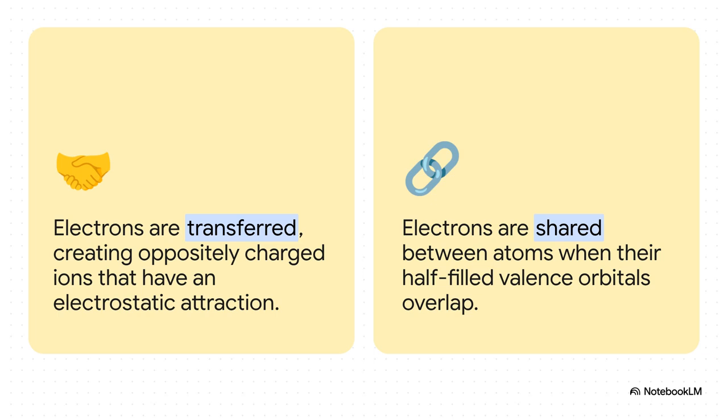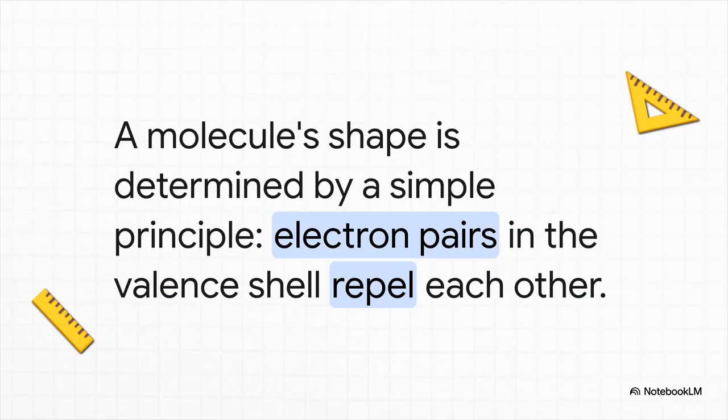The other way is a covalent bond, which is less of a transfer and more of a partnership, where atoms share electrons. And the way these atoms bond actually determines the molecule's final 3D shape. And the rule for this is incredibly simple. Electron pairs can't stand each other. They all want their own personal space, and this pushing and pulling forces the molecule into a very specific shape.